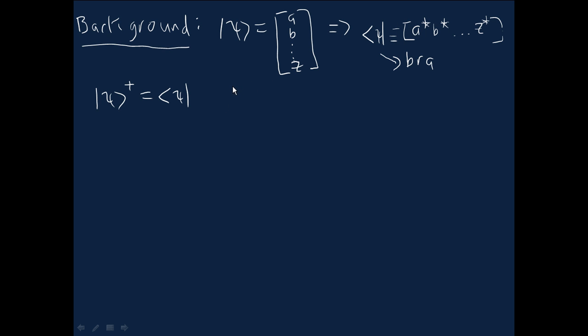Another nice identity to note is that the length can be expressed in terms of this bra notation. In particular, the length of psi squared is equal to the matrix product of this row vector with this column vector. And that's easy to see. Well, what is this matrix product? It's just a star times a, or the absolute value of a squared, plus the absolute value of b squared, etc. And that is, by definition, the length of psi squared.